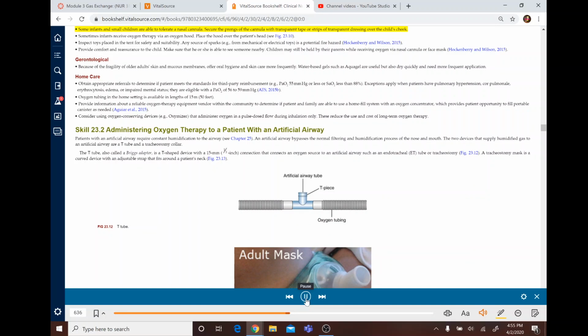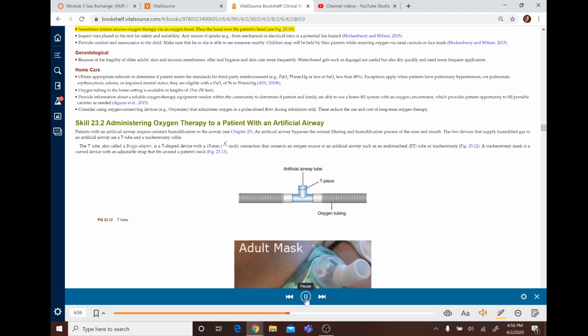Pediatric. Some infants and small children are able to tolerate a nasal cannula. Secure the prongs of the cannula with transparent tape or strips of transparent dressing over the child's cheek. Sometimes infants receive oxygen therapy via an oxygen hood. Place the hood over the patient's head.